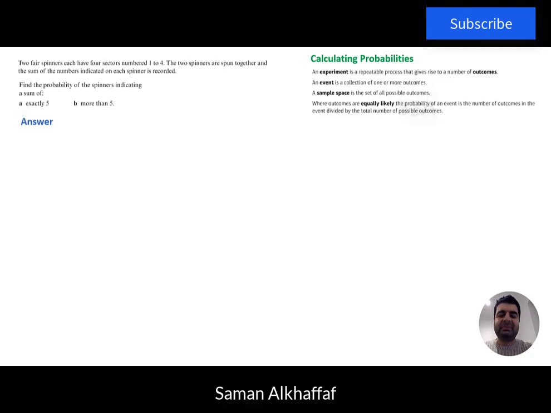In this example, we have two fair spinners. Each has 4 sectors numbered 1 to 4. The two spinners are spun together and the sum of the numbers indicated on each spinner is recorded. So we need to find the probability of the spinners indicating a sum of, part A, exactly 5.